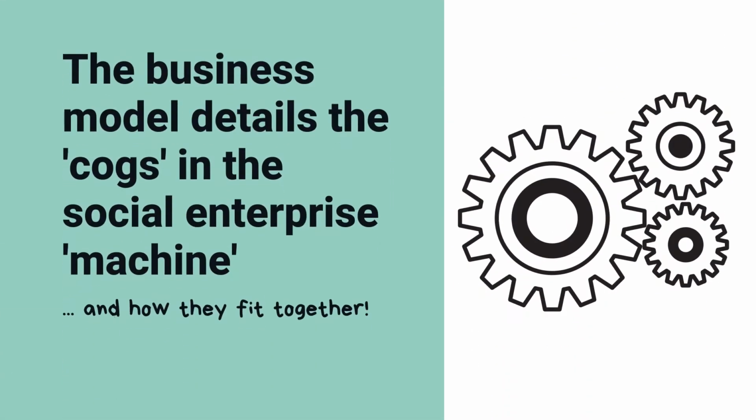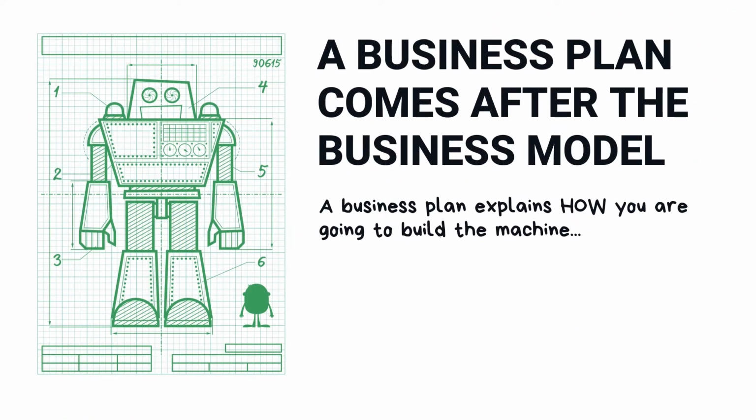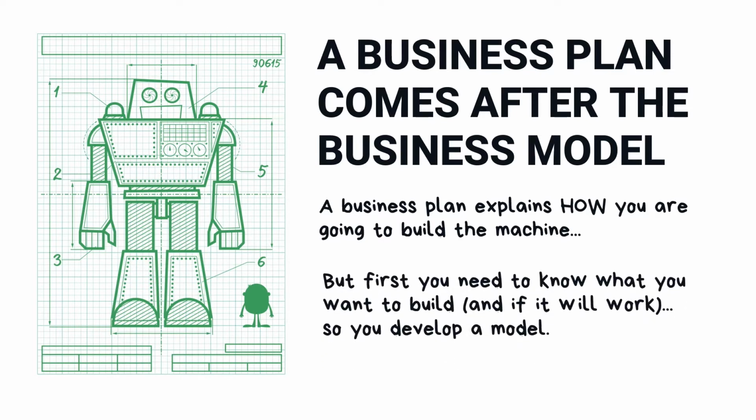In the first video on this topic of social enterprise business model elements, we introduced the idea of a business model and some tools to help with business model development and analysis. As a reminder, a social enterprise business model describes the different components of the social enterprise machine and how they work together to generate economic and social value. Writing a business plan comes after the business model is developed, as it covers how the machine is built and run, as you first need to know what you want to build.